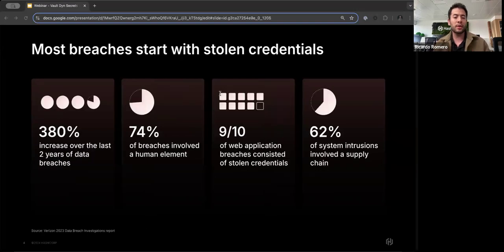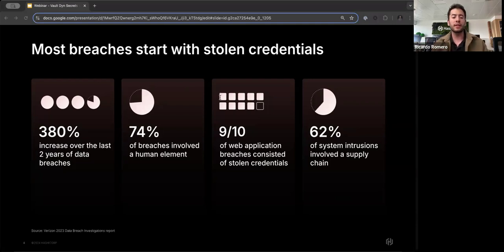We also saw that these numbers were validated last year because Verizon also published a report saying that 9 out of 10 breaches were caused by credentials being leaked or stolen. And to make matters worse, as you see, the occurrence of these kinds of situations has increased by almost 4 times in just the past 2 years, right? So that's something we really need to take care of. And 3 out of 4 of those breaches had some sort of human element involved.